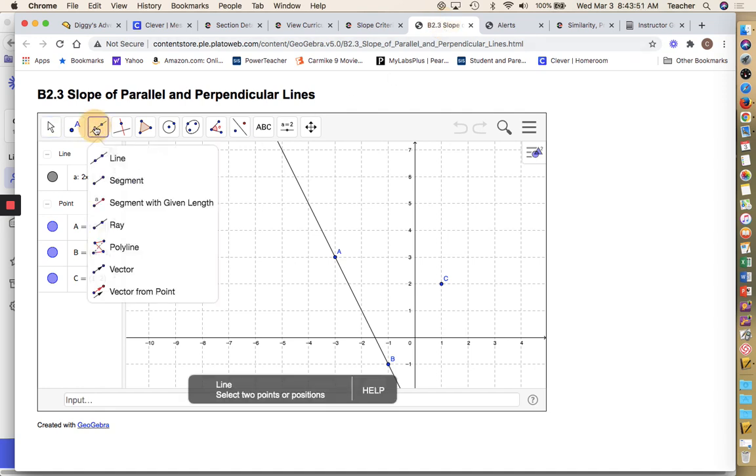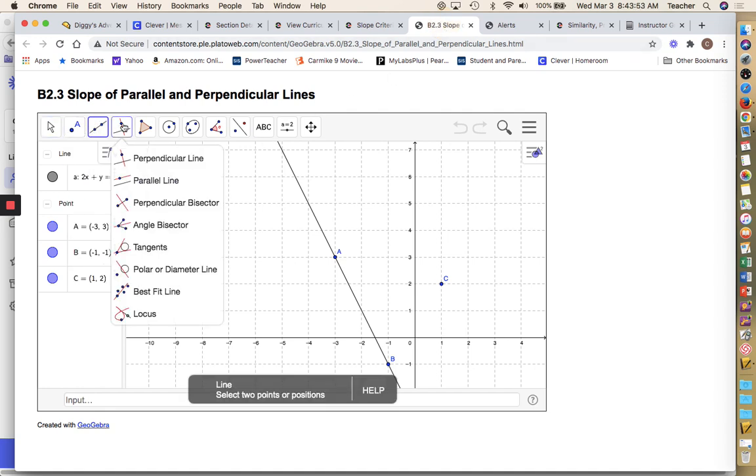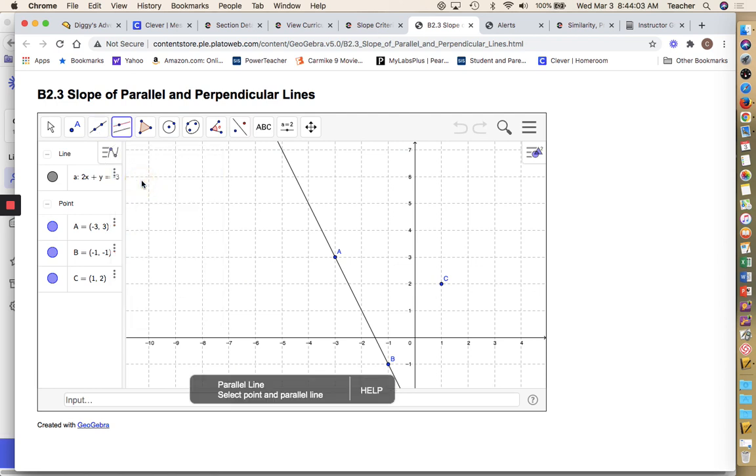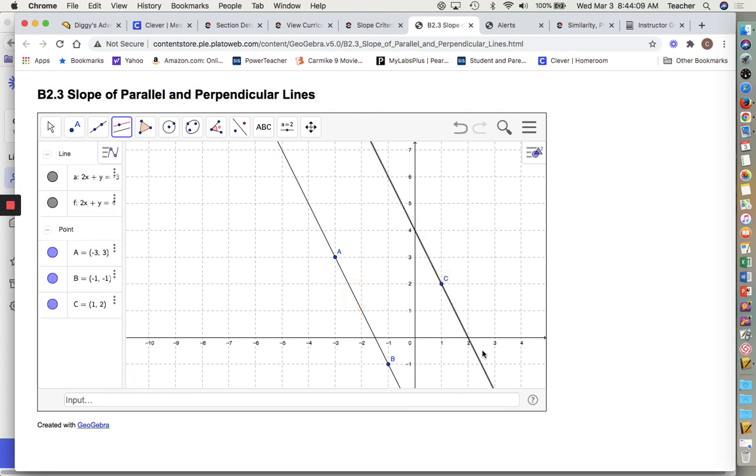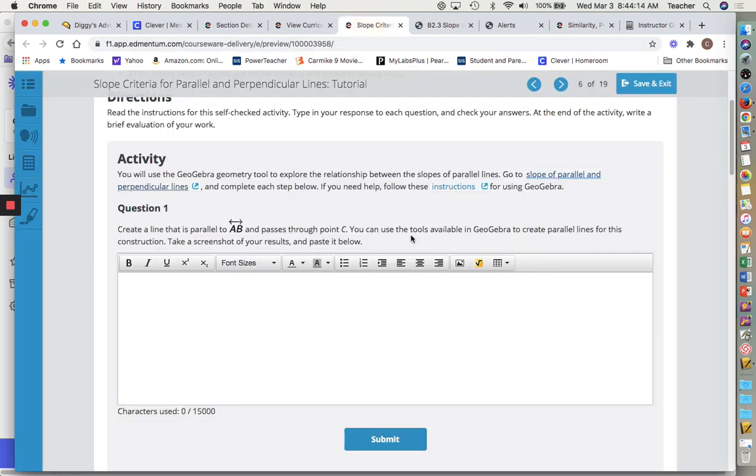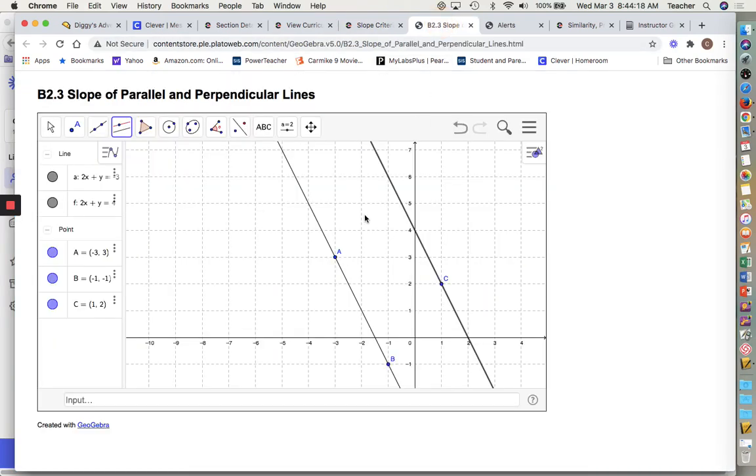All right, so parallels. Fourth one over, second one down is parallel lines. So we're going to select a point and the parallel line. Click on parallel lines. Down here it says to select the point, so I'm going to select C. I'm going to select this line right there, and there's my line that's parallel to it. Take a screenshot of the results and paste it below. All right, I can do that.